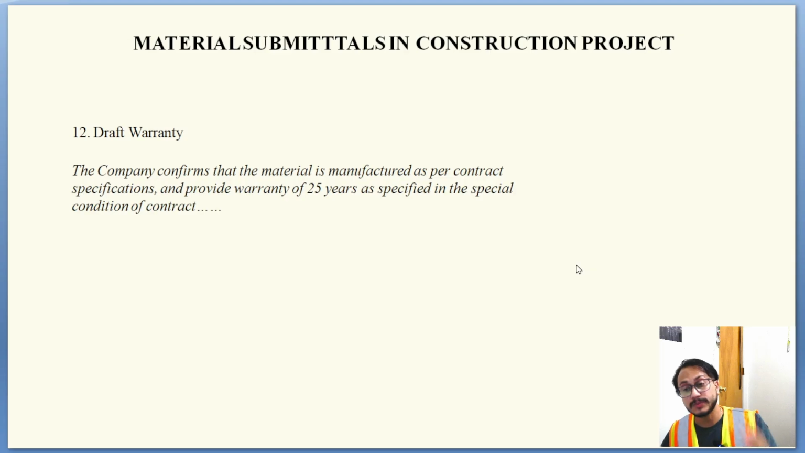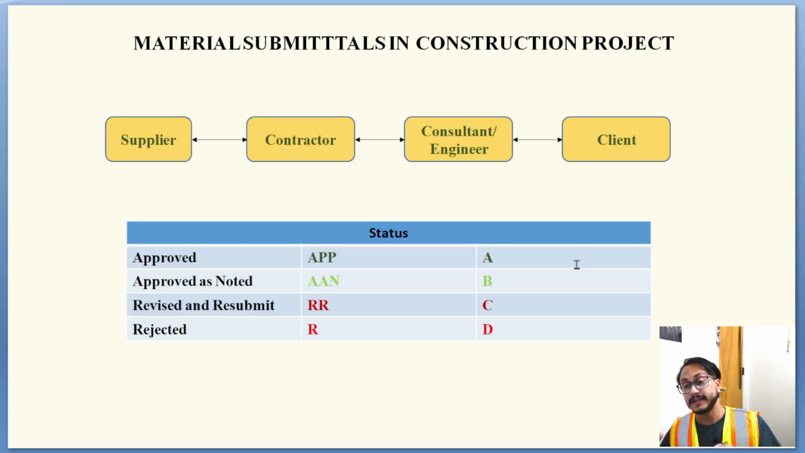And number 12, the most important thing the client and the consultant will be looking at, is the draft warranty, because once the project is completed, it will enter into the warranty period. They want to make sure that these materials provide sufficient warranty for a few years or many years. Based on the project requirement, your supplier or the manufacturer should provide the draft warranty, stating we are providing warranty for these many years, we cover these things, we replace those things, everything.